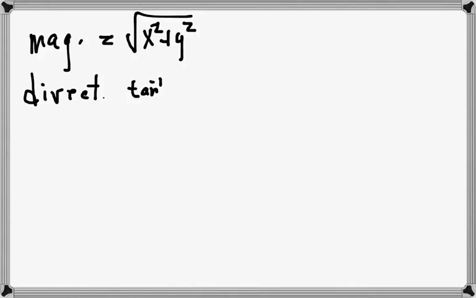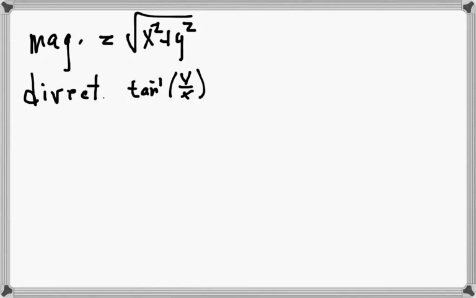What's the formula for magnitude? Good. X squared plus y squared. What's the formula for direction? Tan inverse of y over x. What are some other things we talked about in section 1?